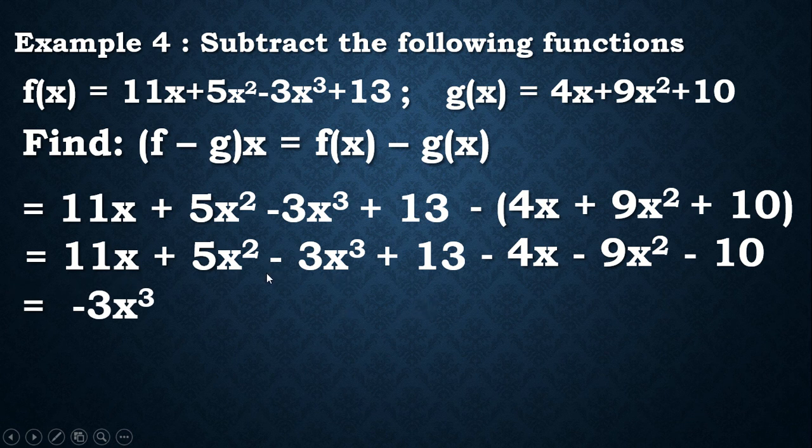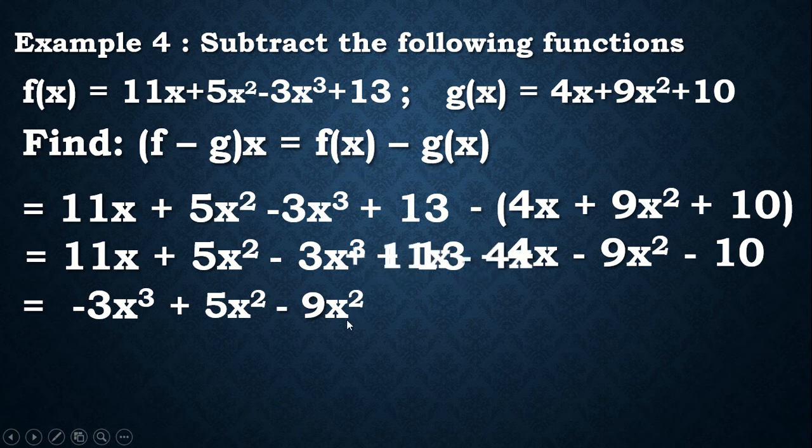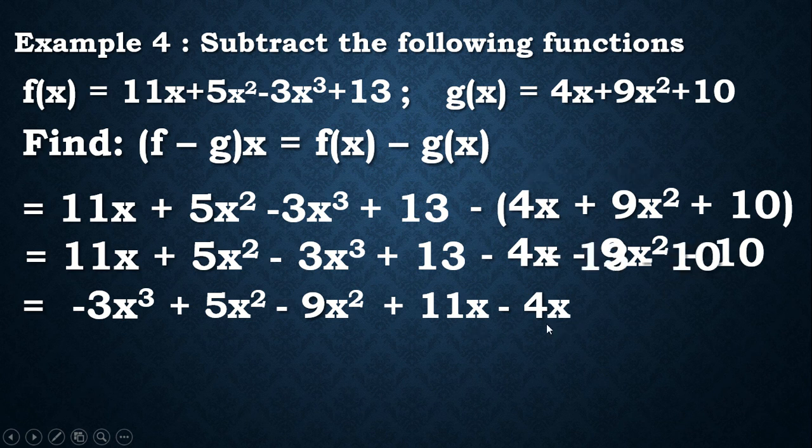Since this negative 3x cubed doesn't have the same terms with this group of terms, we will have negative 3x cubed, followed by plus 5x squared minus 9x squared. They are like terms because they have the same variable x and the same exponent of 2. And then bring down plus 11x minus 4x. Still, they are like terms. They are both like terms. And then plus 13 minus 10.